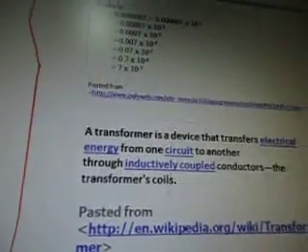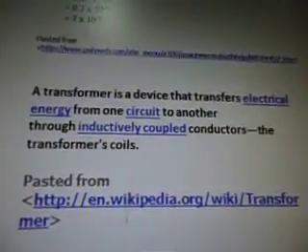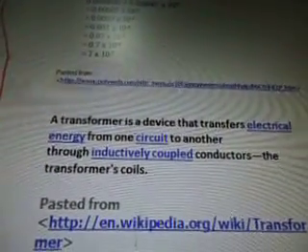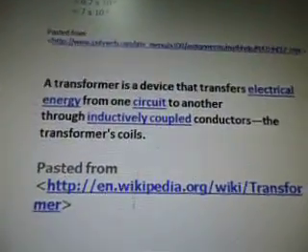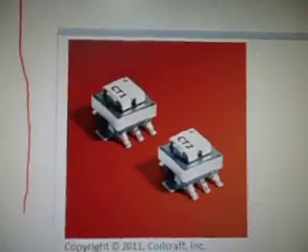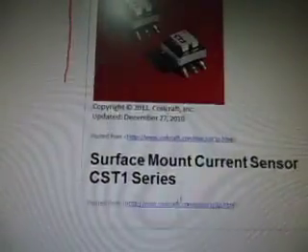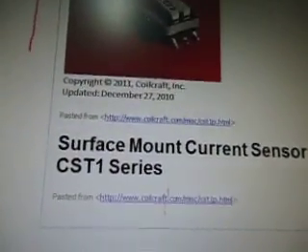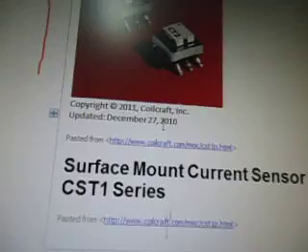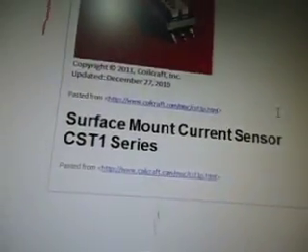Polyweb.com. Okay, a transformer is a device that transfers electrical energy from one circuit to another through inductively coupled conductors. The transformer's coils. So, Wiki Transformer, that's what they look like. This is from Coilcraft. These are brand new. They just created these in 2011. And this actually was released December 27th, 2010. So it's not even almost just a year ago, right? When they created these things.